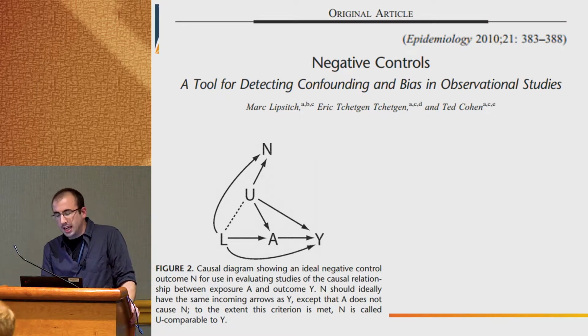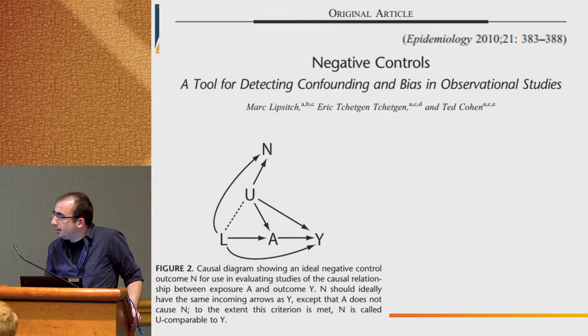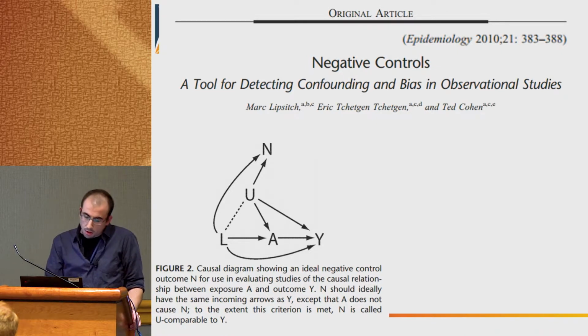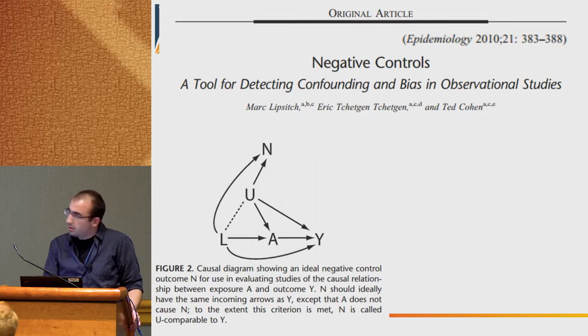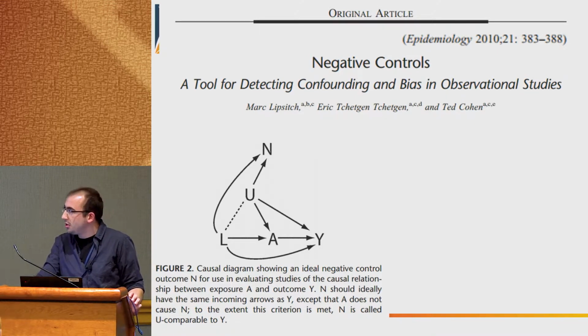So negative controls can be divided into two separate classes: negative control outcomes and negative control exposures. Here we have a diagram, a structure of an ideal negative control outcome. This one should be N, and the rest of the structure is the same as before. We want to assess the effect of treatment A on outcome Y. Then we have a set of measured confounders L, and a set of unmeasured confounders U.